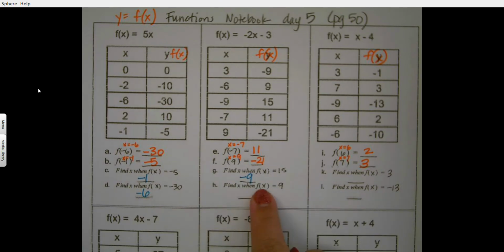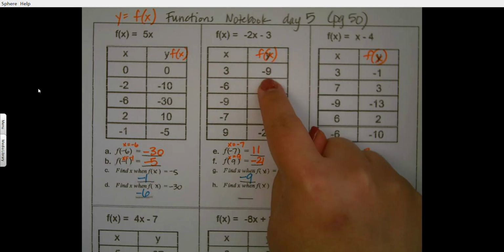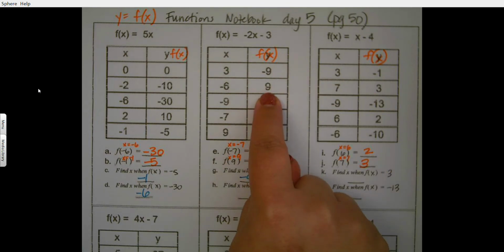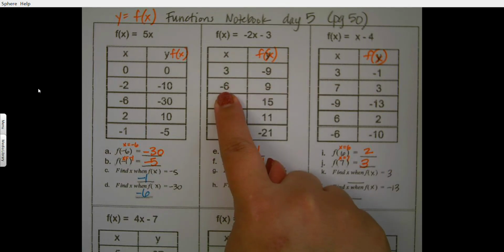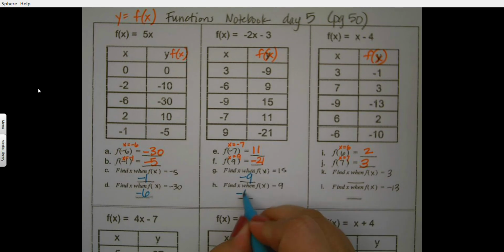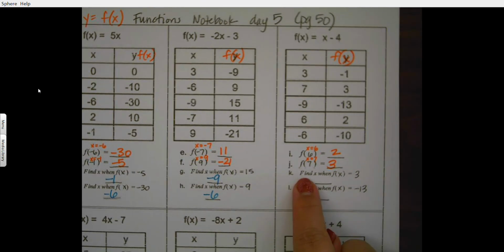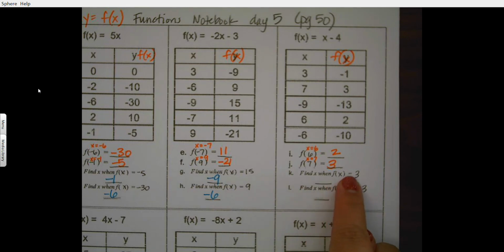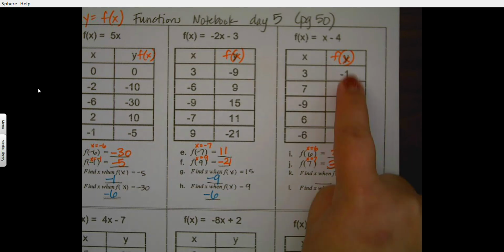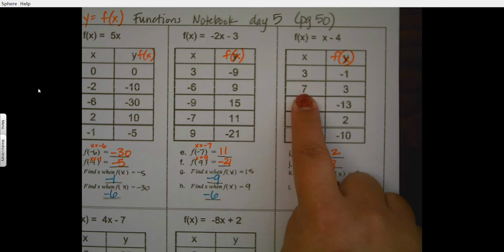Find my X value when f of X equals 9. My f of X equals 9. What did I plug in? What's my X value? Find X when f of X equals 3. F of X equals 3. What would I have plugged in? What's my input?